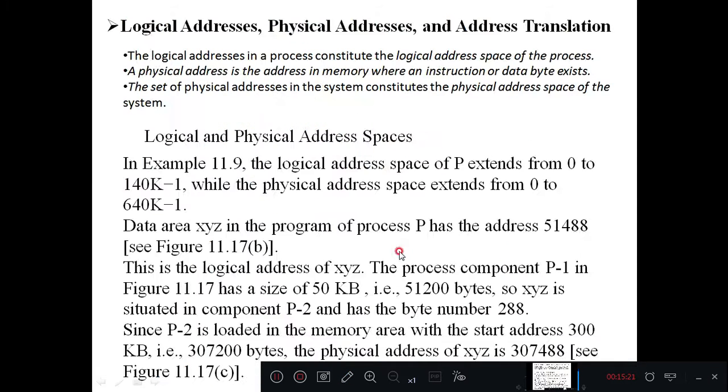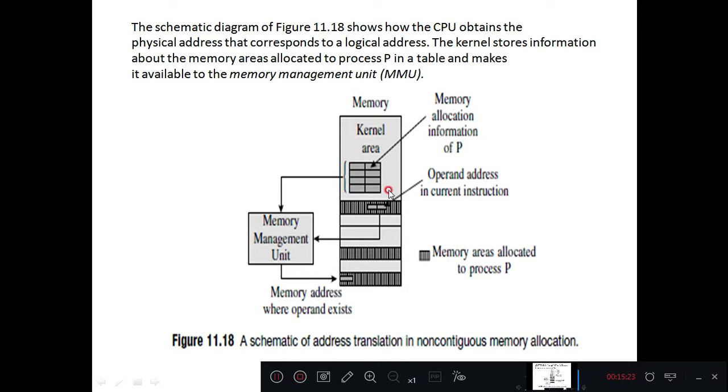So moving to the next slide, here the actual conversion is done with the help of a diagram. The same conversion he has not explained with an example here. He has drawn one diagram showing how to convert that logical address into a physical address. Here the kernel will maintain a table of memory allocation information of P, because the kernel, the operating system, is going to allocate memory, that is a resource, to the user process. So it has to maintain from which address to which address it has allocated memory to that particular process, right?